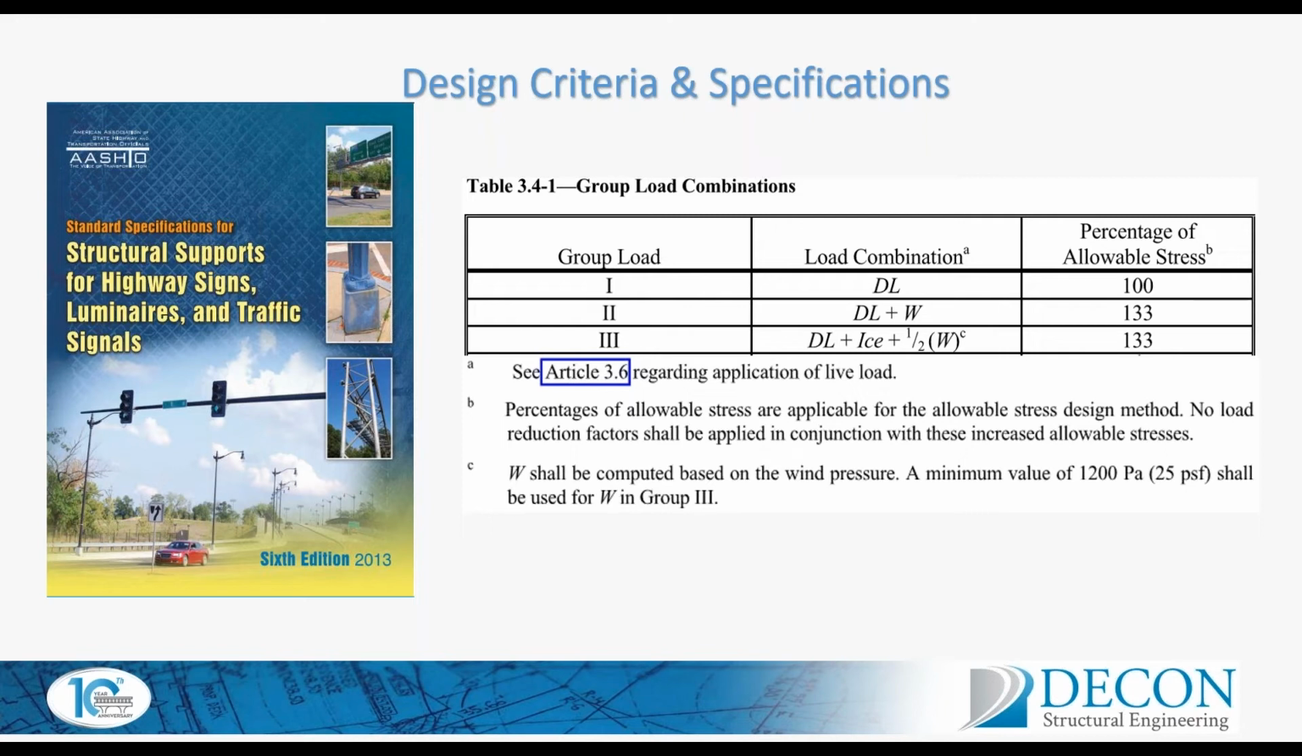We're going to talk about the process of loading. You can see table 3.4-1, which is obtained from the code. The main loads in here are pretty straightforward: dead load, wind load, ice, and live load. For the most part, as you can see, the main governing group load is usually group 2, which is the dead load plus the wind load. In this kind of structure, that is the main load that governs.